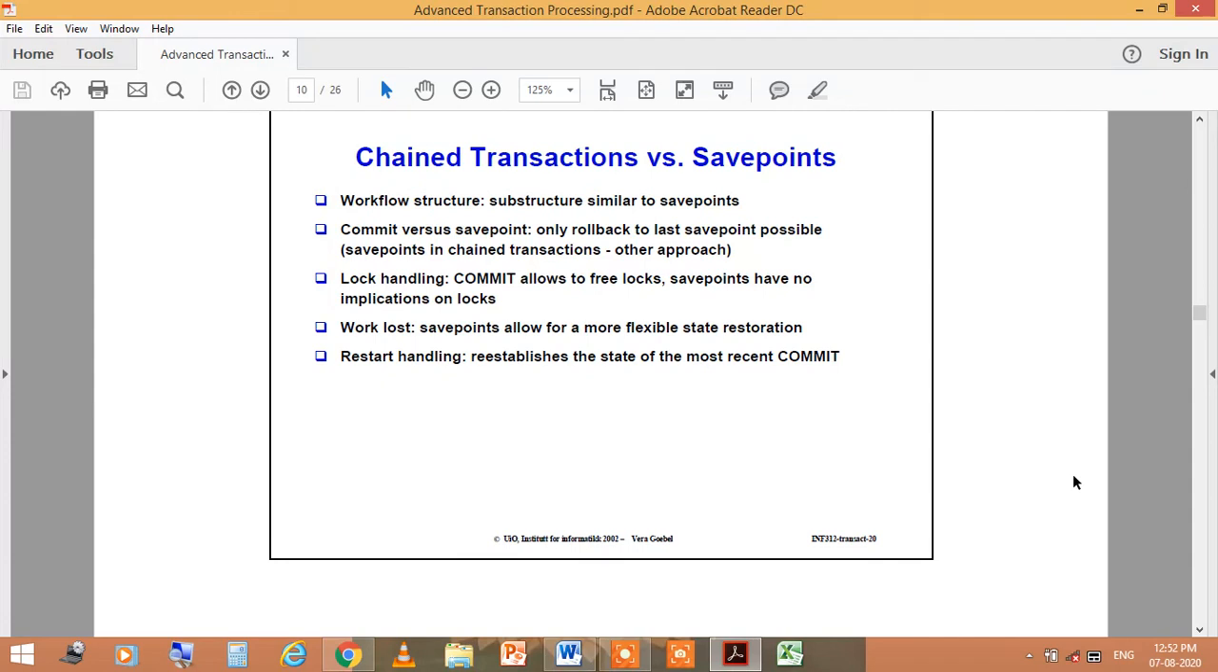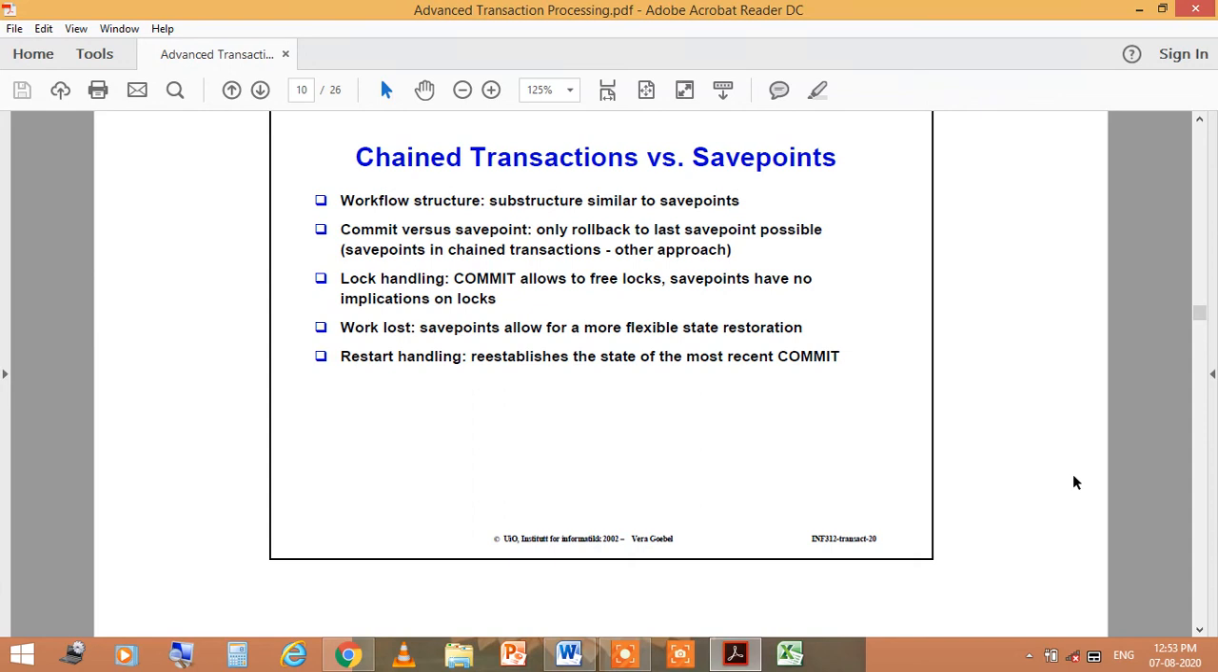Now comes chained transactions versus savepoints. Firstly, workflow structure: in this, the substructure is similar to savepoints. The second is commit versus savepoints: in this, only rollback to the last savepoint is possible. Savepoints in chained transactions are another approach. Another is lock handling: commit allows freeing locks. Savepoints have no implication on locks.